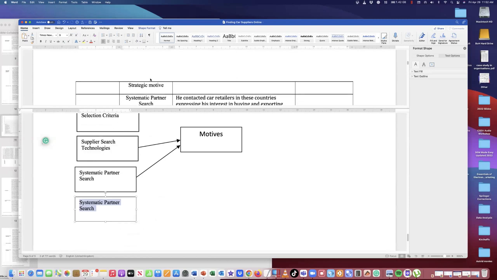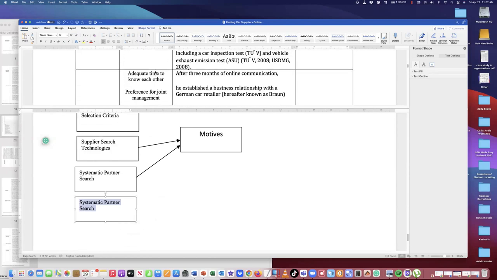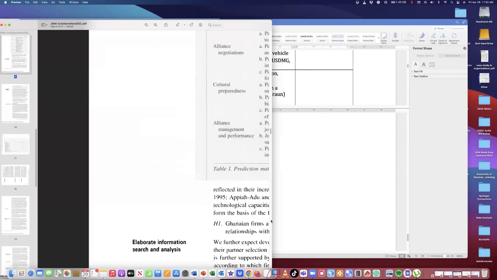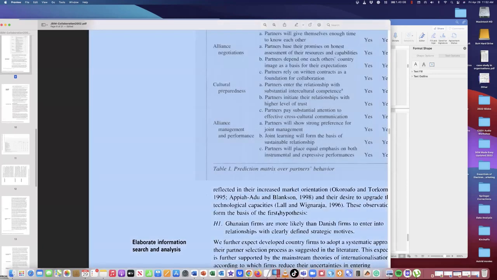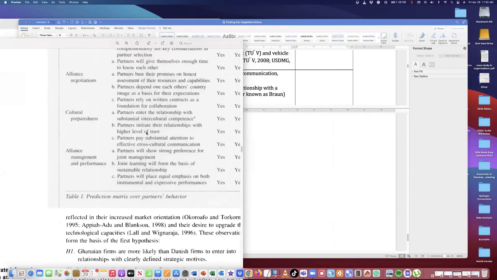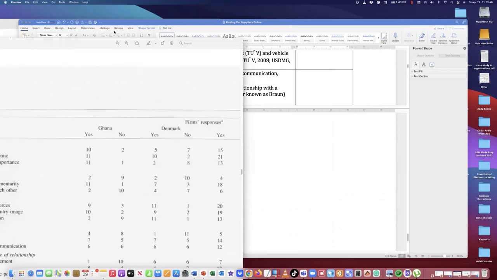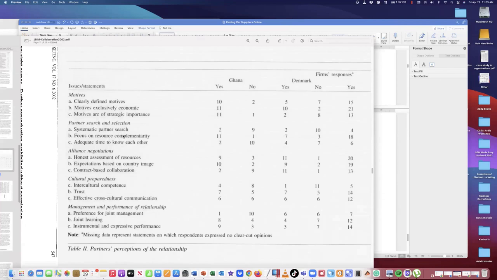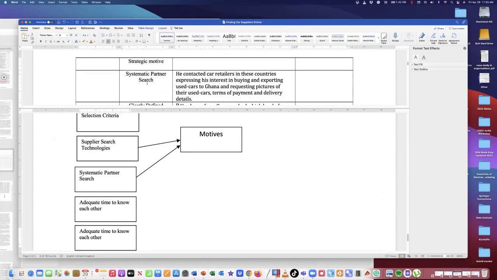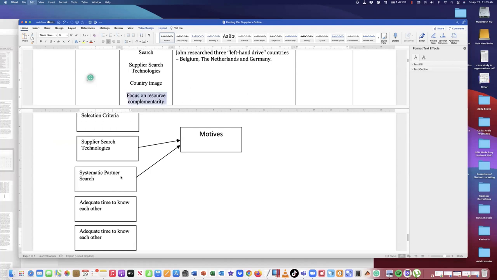Let me see if I can find it. Adequate time to know each other. Okay. Good. Now, what else did we see? What does the variable say? The model also says something there. Oh, motive. Where do I put the model? Good. We saw this one too, a systematic search and focus on resource complementarity. Let me see if I can find it too. Focus on resource complementarity. Okay, so we saw these trends.